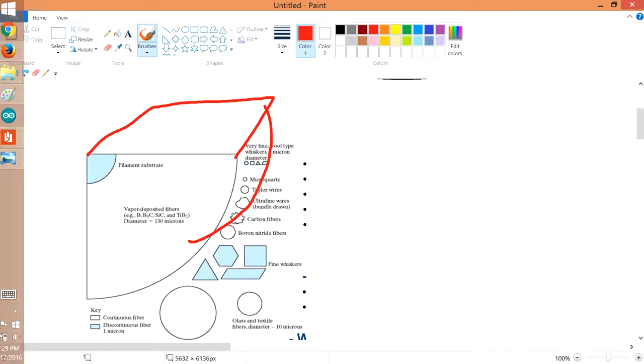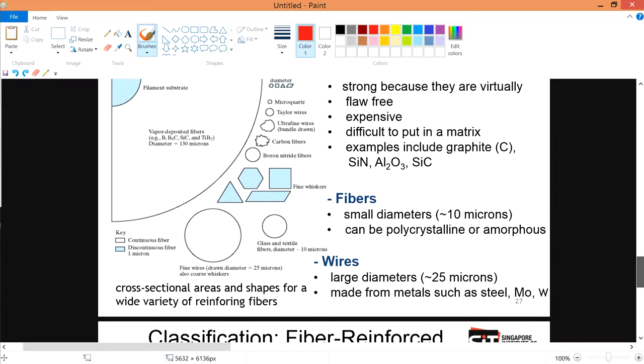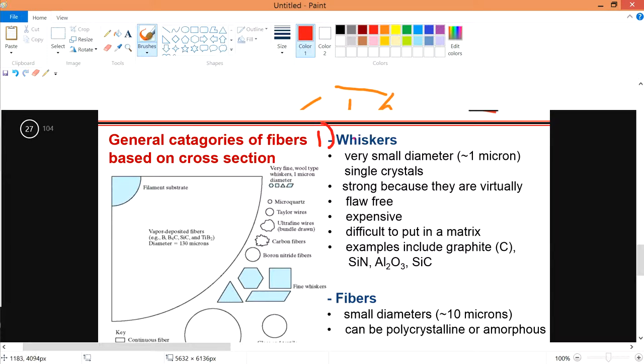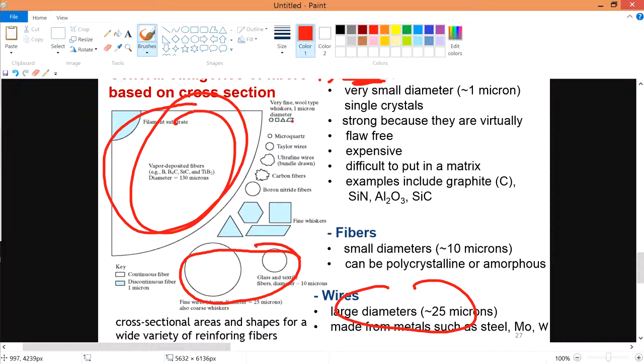So they are just comparing to you the size of the cross section. There are 3 types. The first type is the whiskers. Remember, the whiskers is just the smallest one, as you can see, very small. Alright, and the next one is the fibers, and the wires, which is very big, this one. Okay, so I believe this one, maybe not.